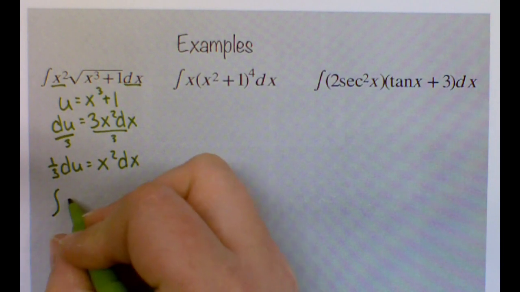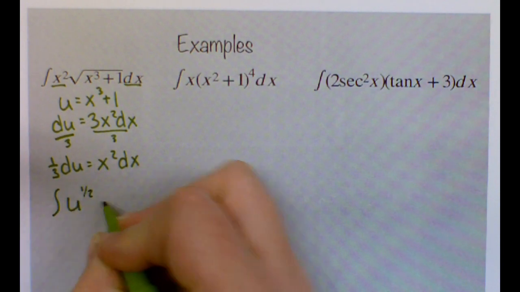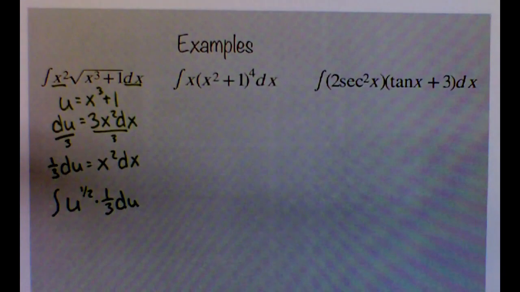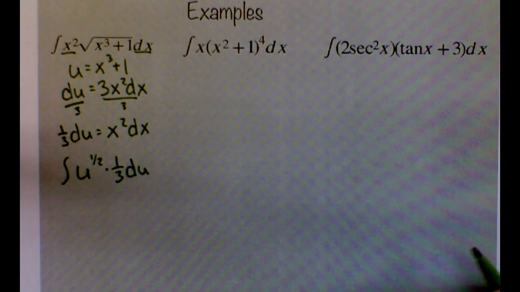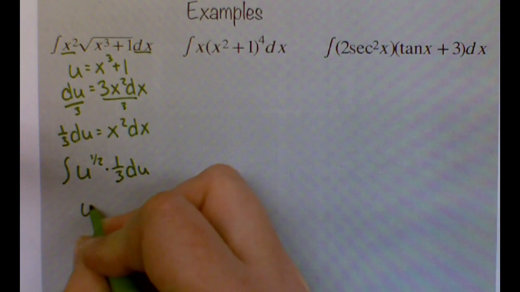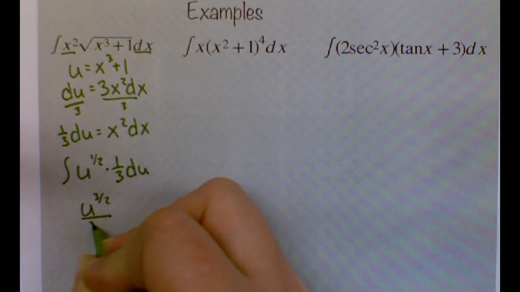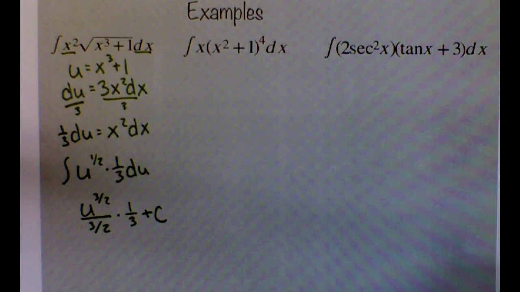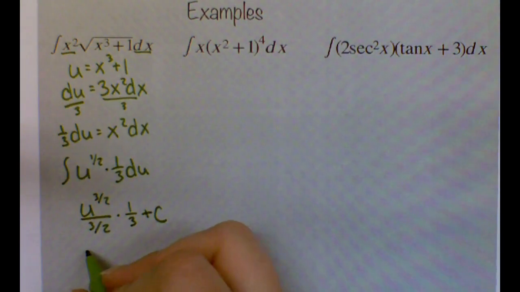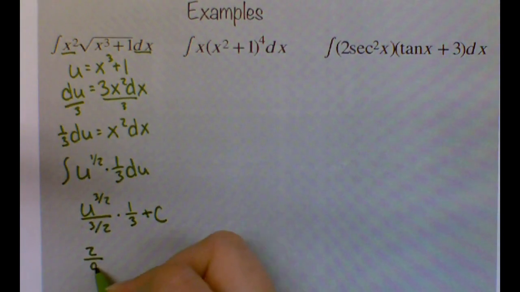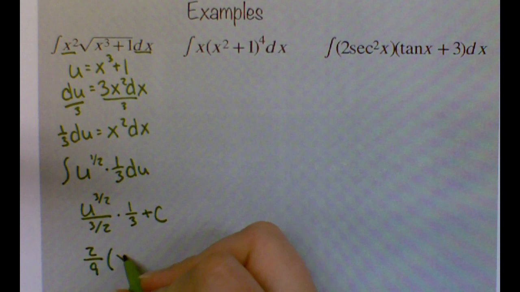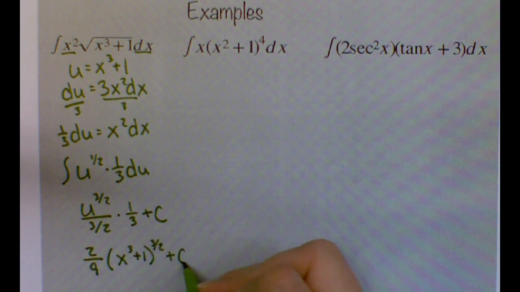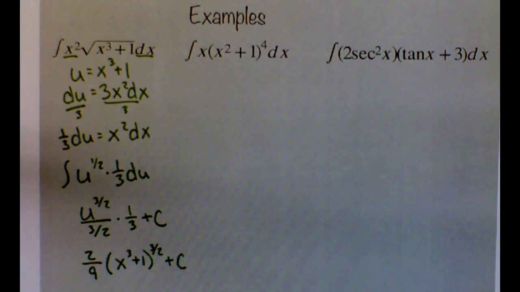So I'm taking the antiderivative of u to the 1/2 power times 1/3 du. The only difference is that I have an extra constant in there. So I'm going to have u to the 3/2 power divided by 3/2 times 1/3 plus c. And that makes 2/9. Instead of u, I'll switch it back to x cubed plus 1 to the 3/2 power plus c. Next one will be very similar.